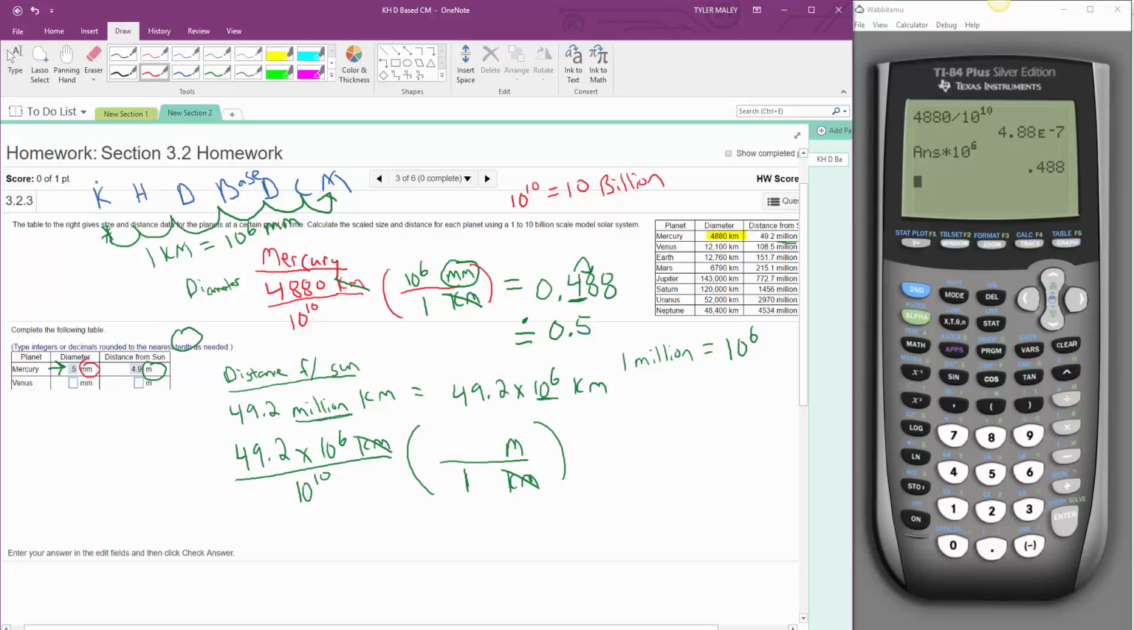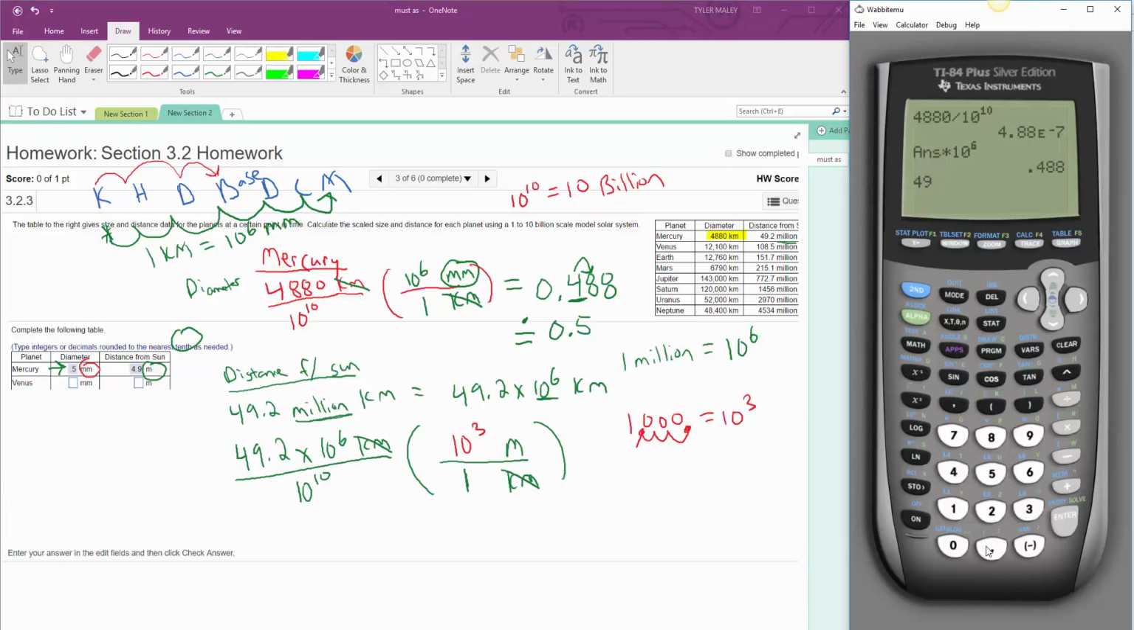So up here, going from kilometers to meters, which is a base unit, I go 1, 2, 3 spots. So in other words, 1 kilometer, take that to meters, we would move my decimal spot 3 spots to the right. So I get 1,000, which is 10 to the 3rd. So this would be 10 to the 3rd meters. So now I can simply plug this in my calculator and simplify. So we need to take 49.2 times 10 to the 6th divided by 10 to the 10th times 10 to the 3rd. So I get 4.92.